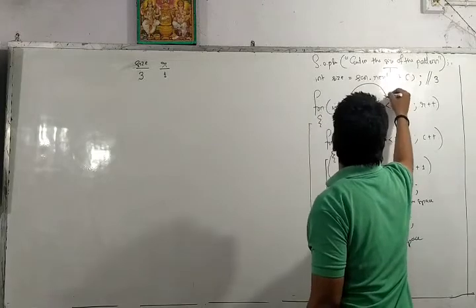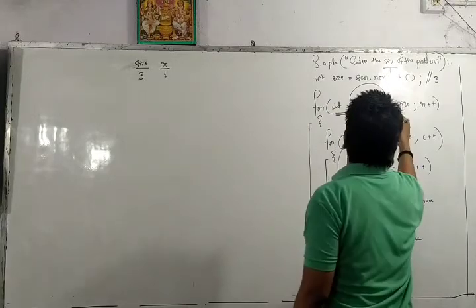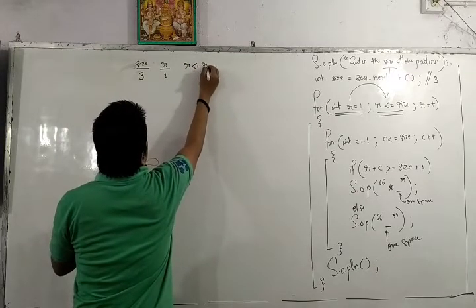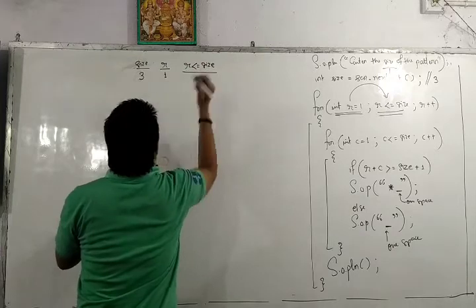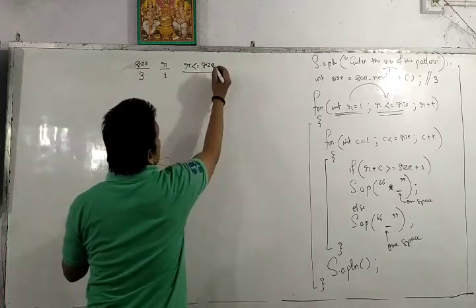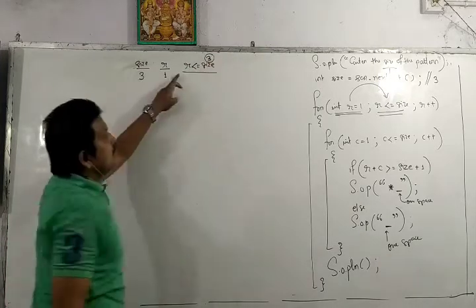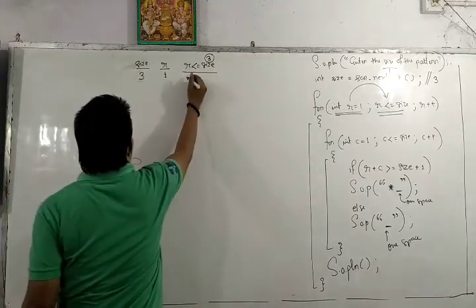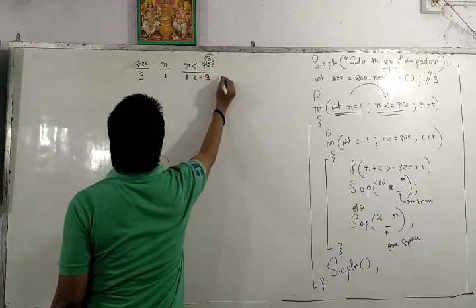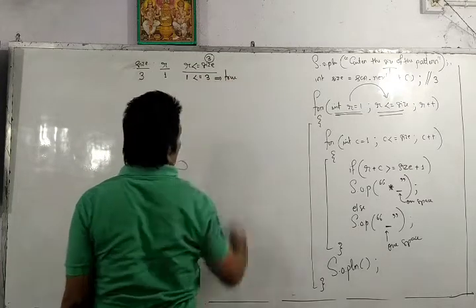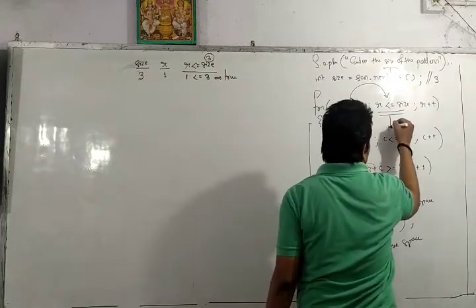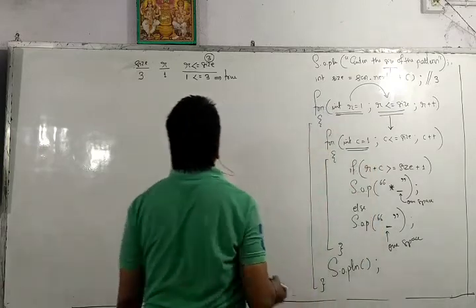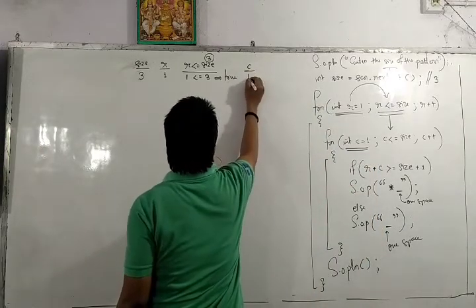The control will go to the testing expression of the outer for loop, and the condition is R less than equal to size. What is size? Size is 3. So R less than equal to 3 will be the condition. What is R? It is 1. 1 less than equal to 3, true or false? It is true. If it is true, the control will go within the body of the outer for loop, and we have C is equal to 1.